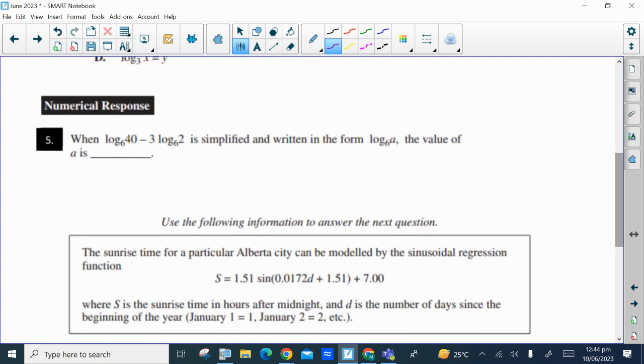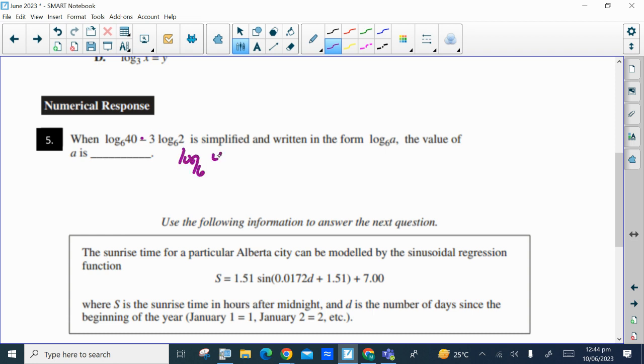Number 5. When that is simplified into a single log, what is the value of a, which is the argument? So before we can combine these two, which we can because there's a minus sign in between and the bases are the same, we can use the quotient law to combine them. But first we need to get rid of the coefficient of 3.